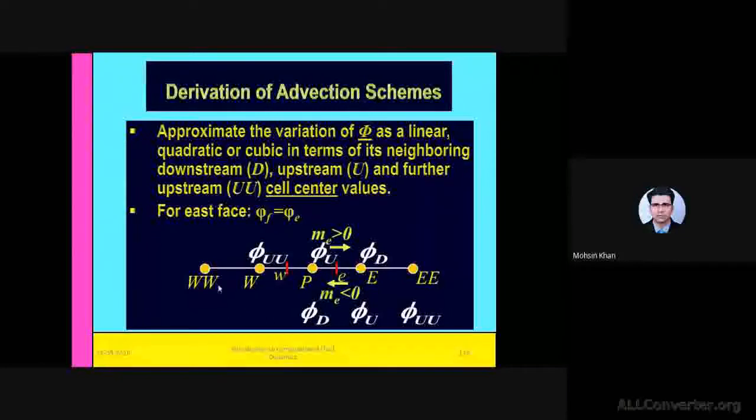In this advection scheme, we have linear, quadratic, or cubic interpolation also, where we are assigning weightage to the neighboring nodes. Neighboring nodes can be the downstream one, the upstream one, or the further upstream one. From there we have to get the values.